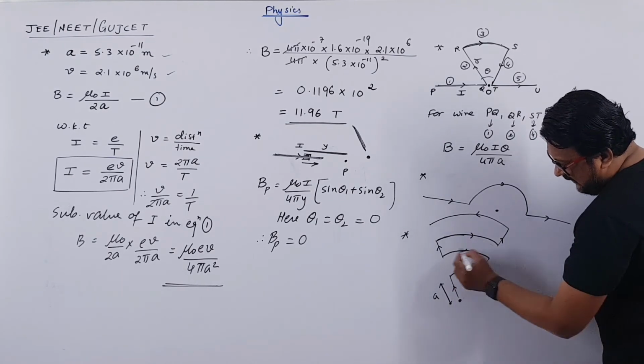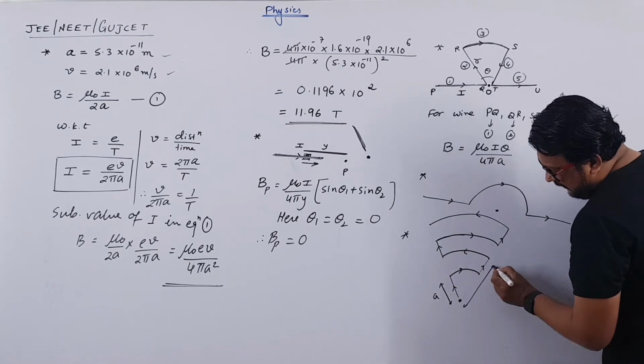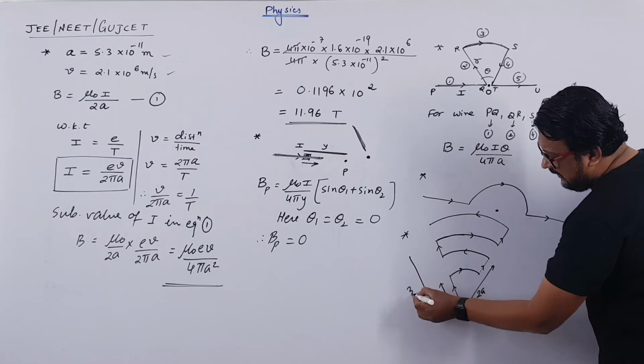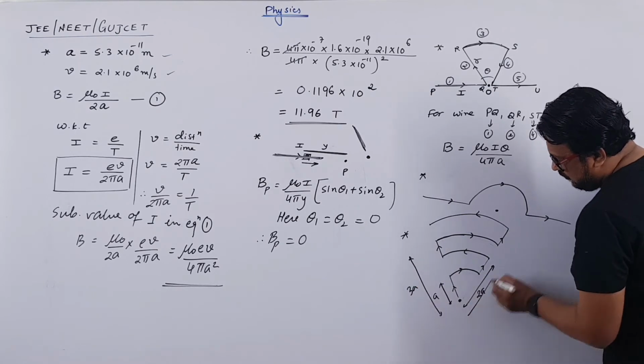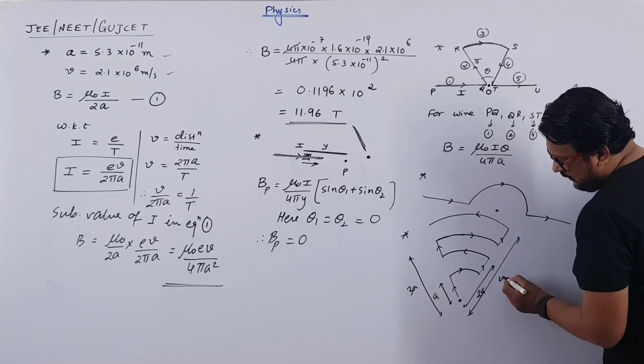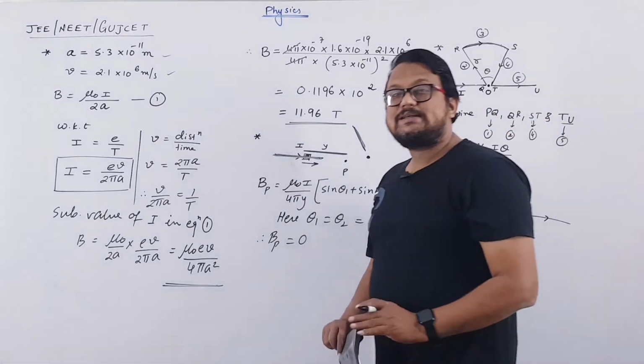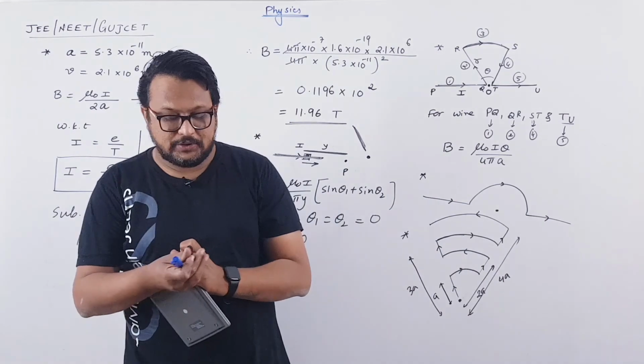For this second arc, radius is 2A. For this third arc, radius is 3A. And for this fourth one, radius is 4A. You want to find magnetic field. Look, definitely you are going to make some mistake in this case. Why you are going to make mistake?